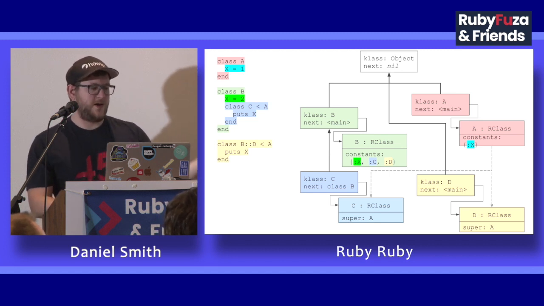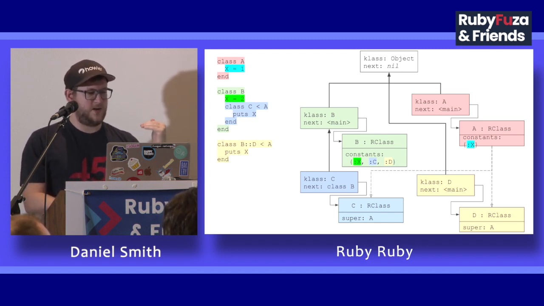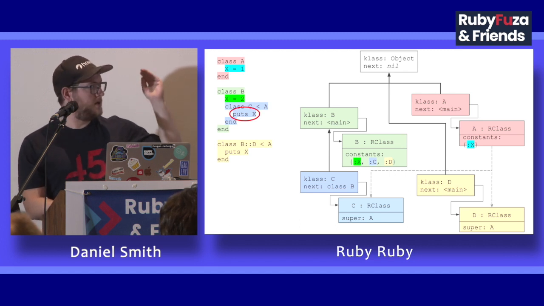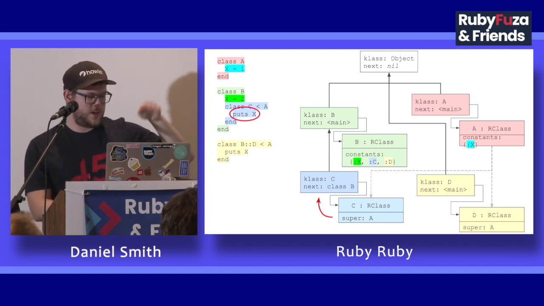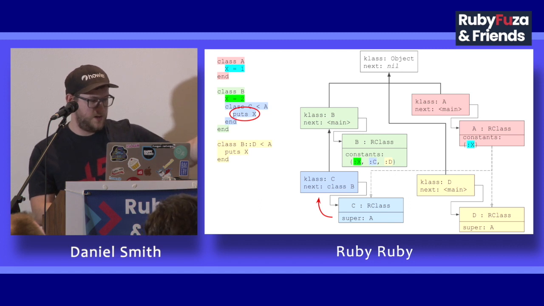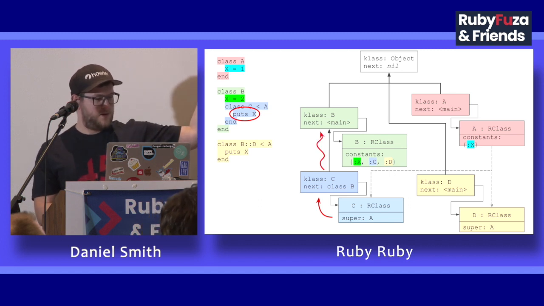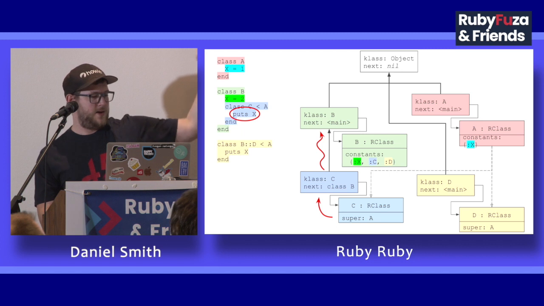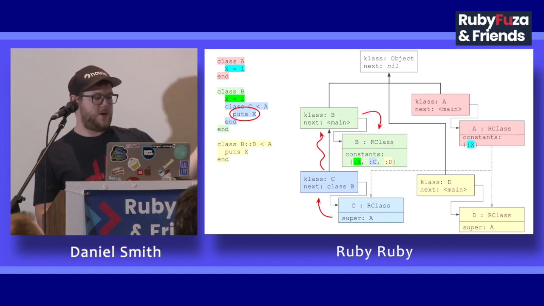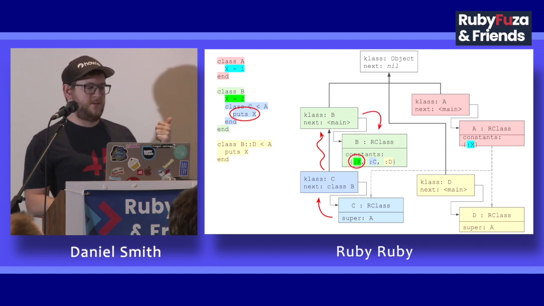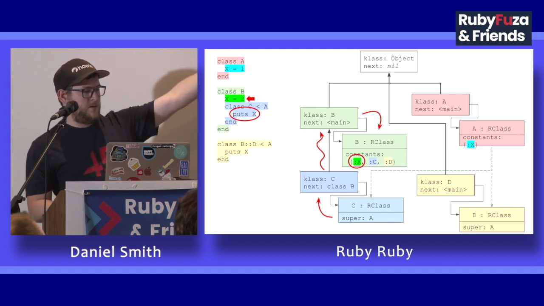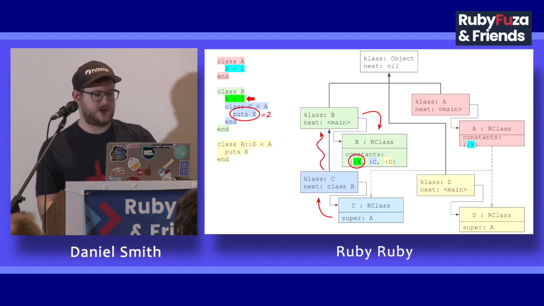All right. Okay, now let's actually run through finding X in this case. So we're down here by C. We're going to follow the link to the next lexical scope, which is B, and then we're going to find B's class, and there's X, which is that one. So it's 2. All right, that doesn't seem too hard.